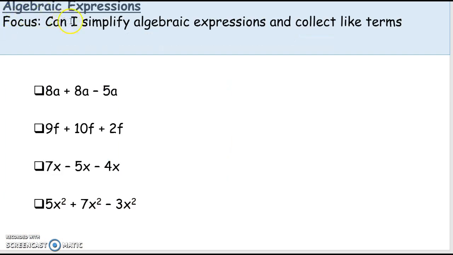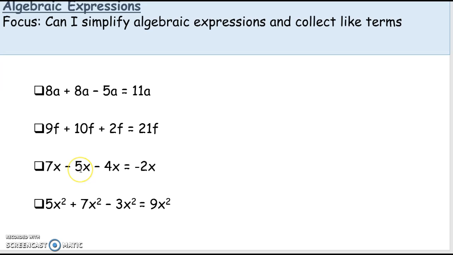So for the very first one, you have these type of questions. Now obviously, you would relate the same letter or same variable with one another. So as a result, 8a plus 8a minus 5a will give you 11a. 9f plus 10f plus 2f will give you 21f.